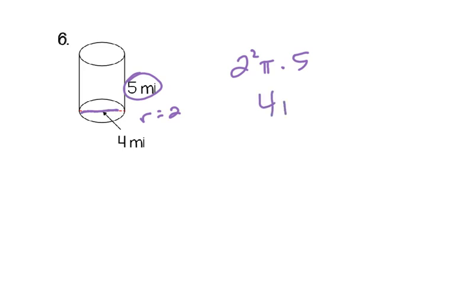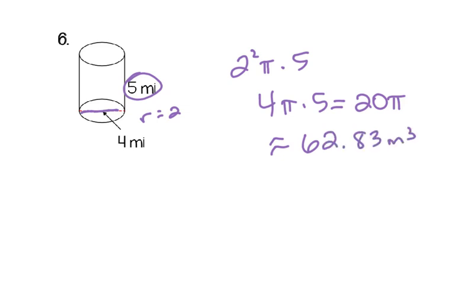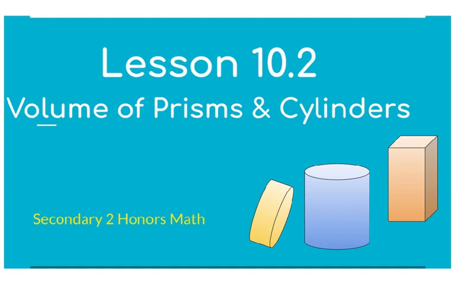So that's going to be 4 pi times 5, which if I was looking for an exact answer, would be 20 pi. But since I'm looking for an approximation, I'm going to put that in my calculator with my pi button, and I'll get 62.83 meters cubed. Okay, we'll do the rest of the lesson in the next video.